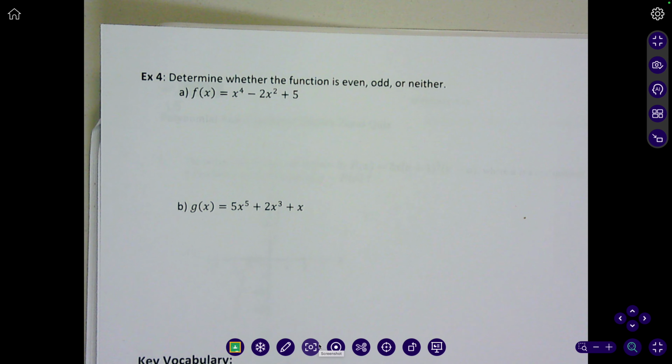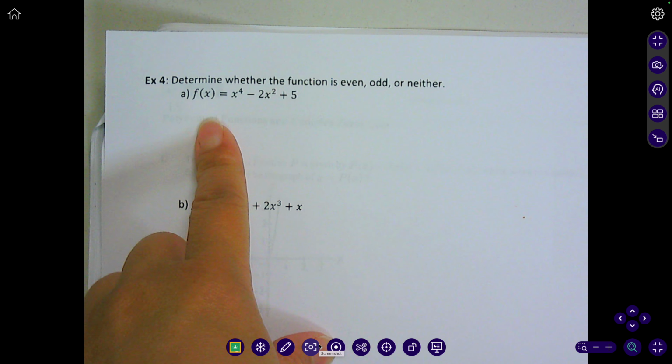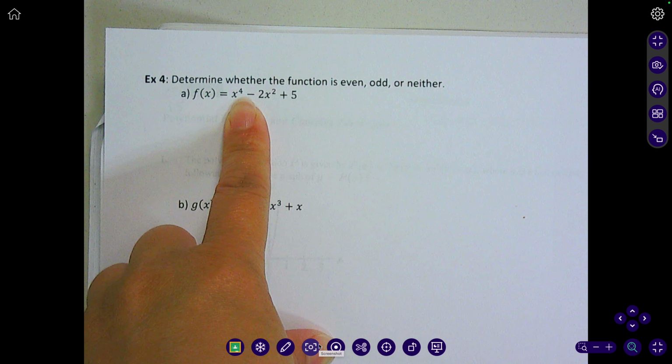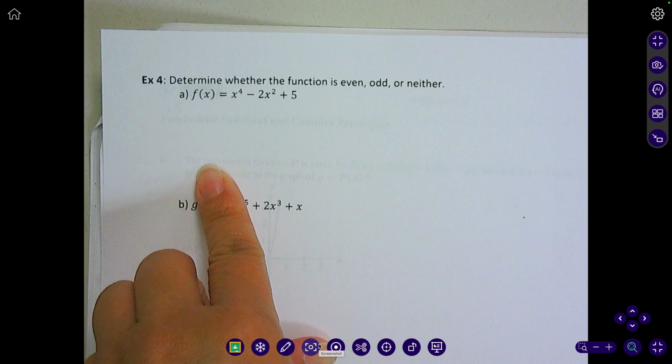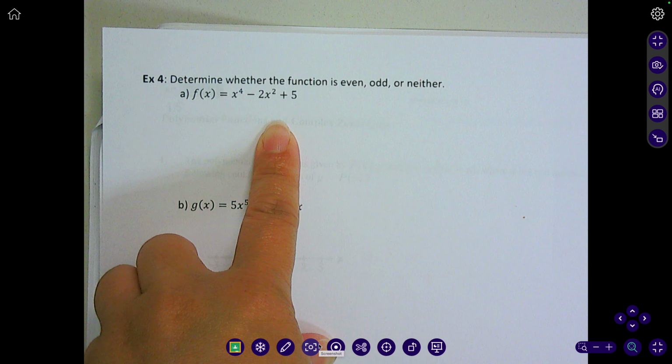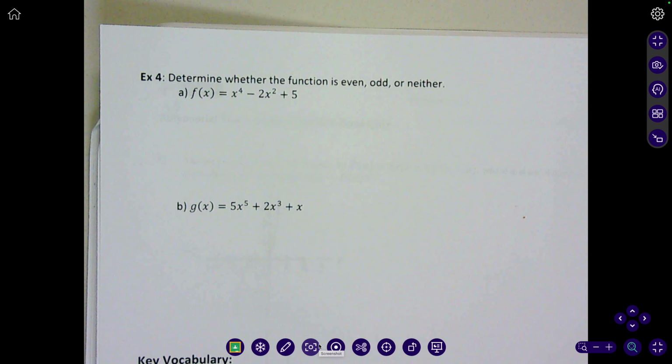There are two ways to do this. The easiest way is you pick an x and you plug it in, and then you take the negative of that x and you plug it in. If they give you the same y value, it's an even function. If the y values are the same number, but one is positive and one is negative, then that's an odd function. Is that good? That's one way to do it.